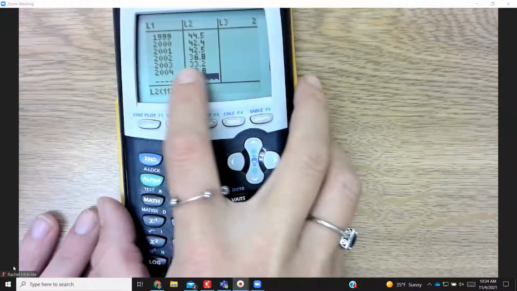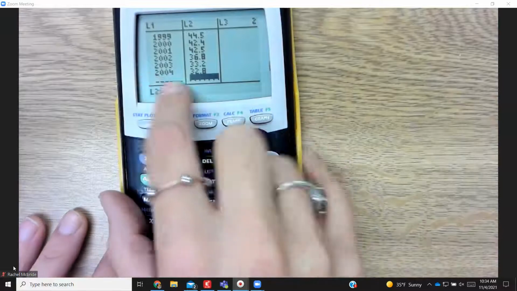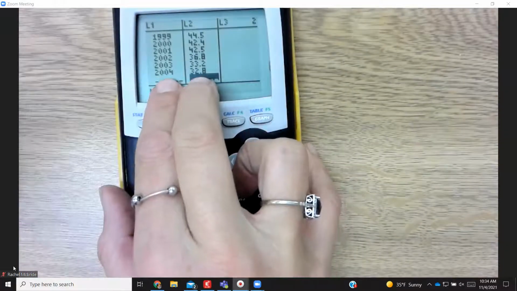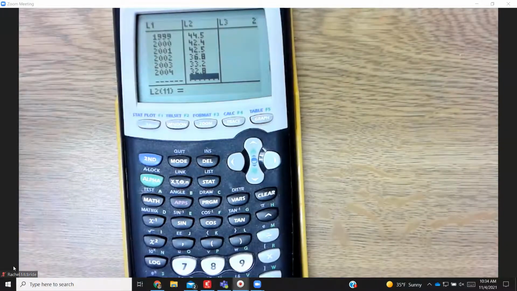After you've typed in all your data, L1 and L2 should match. Like you should never have more data in one column than you do in the other. Anybody's data not yet entered?